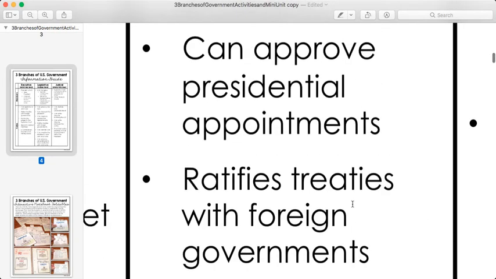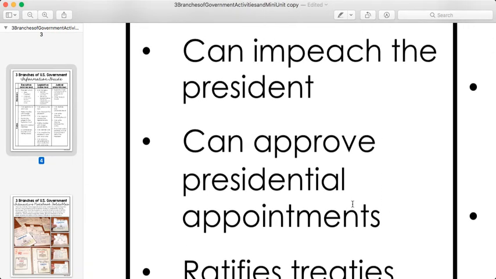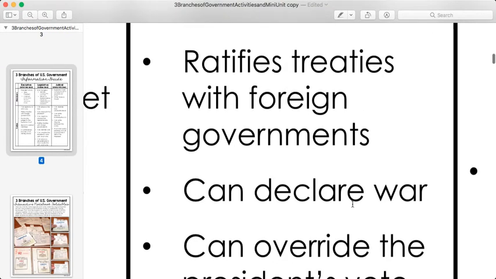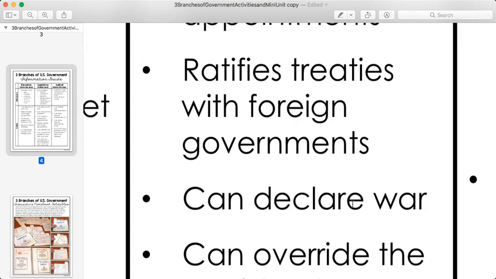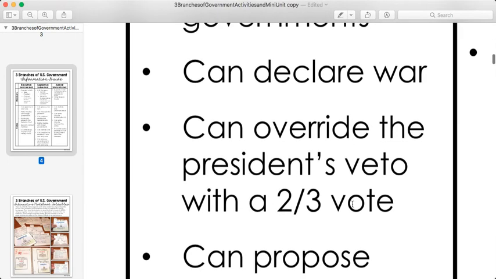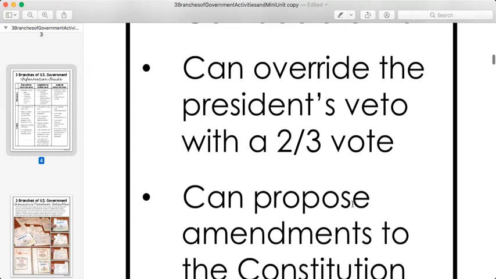They can approve of the presidential cabinet. Remember yesterday we talked about the fact that the president appoints certain people to certain positions. The legislative branch makes sure that those people are fit for the role. They ratify treaties with foreign governments. They can declare war. They can override the president's veto with a 2/3 vote.